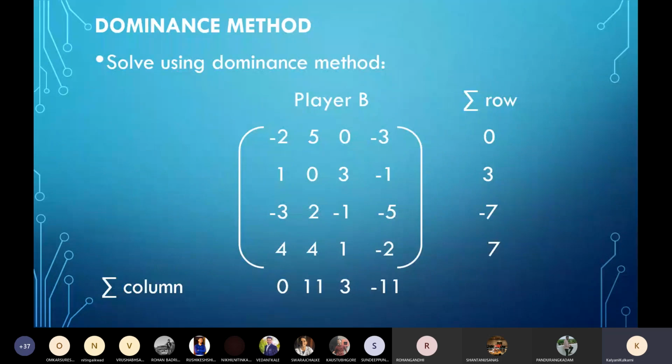Yes. Okay, we'll see one example quickly. This is an m by n matrix, a 4 by 4 matrix, given to you, and we solve it using the dominance method. The first step remains the same: I'm going to find the row minima and the column minima.